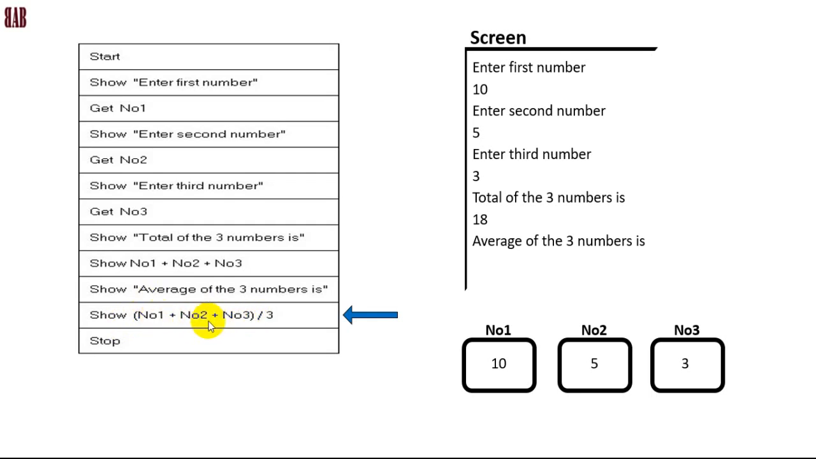So number 1 plus number 2 plus number 3 is 10 plus 5 plus 3, which is 18, divided by 3, it will be 6, right? So show, it will work out the value and show the value 6. And then go to the next line, end it. So you can see this NS chart accepts 3 numbers, adds the 3 numbers and shows the total here, then divides by 3 and shows the average here, and then it comes to the end.